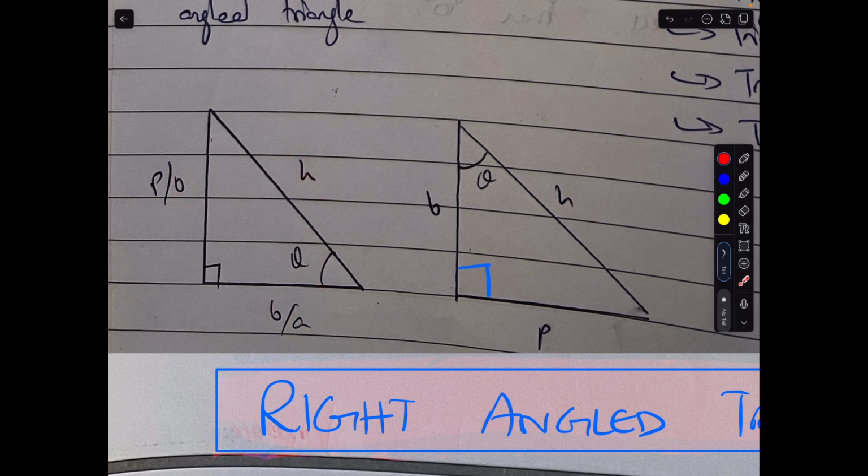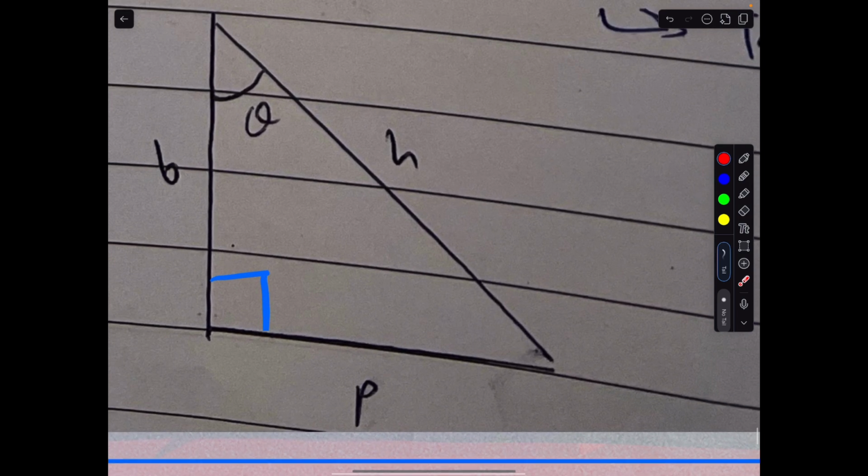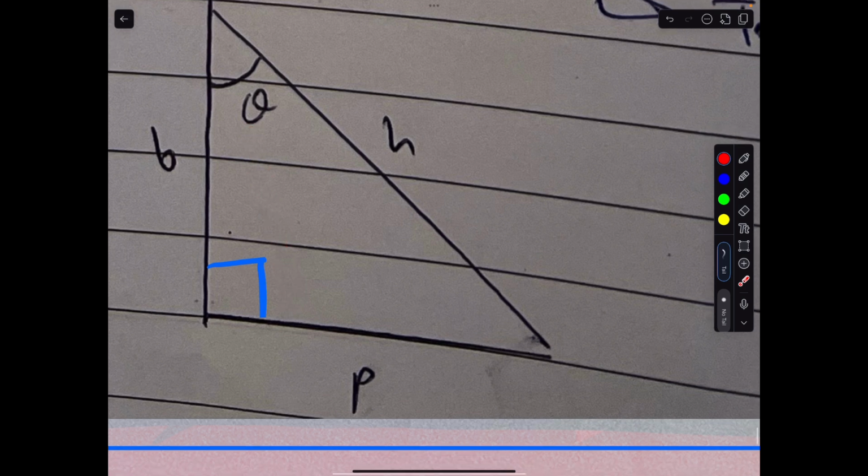I'll talk in terms of hypotenuse, opposite, and adjacent. You can also call the opposite the perpendicular and the adjacent the base. Similarly, we have this. The side opposite the angle is the perpendicular or the opposite. This side would be the hypotenuse, that is opposite the right angle, and this side is either the base or the adjacent.